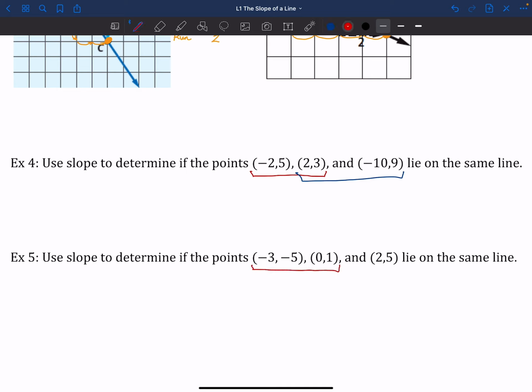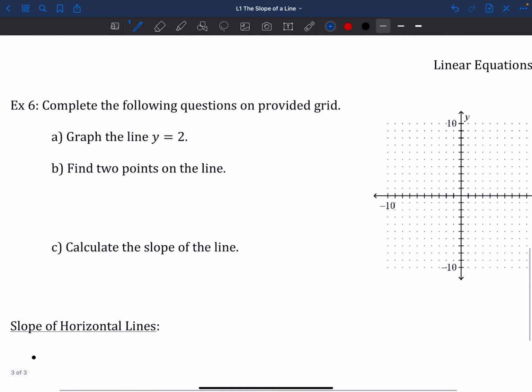If the slopes between -3, -5, and 0, 1 matched with the slopes between 0, 1, and 2, 5, then they'd all be on the same line. I am going to fill these out before I post the PDF to our Google Classrooms. If you did want to check and see how these would be done, it will be up there. But we're not super duper worried about it. If you don't want to copy it down, that's okay. We got a little bit left to talk about.